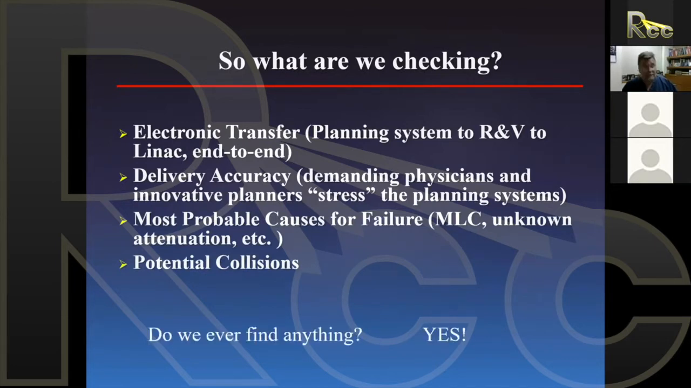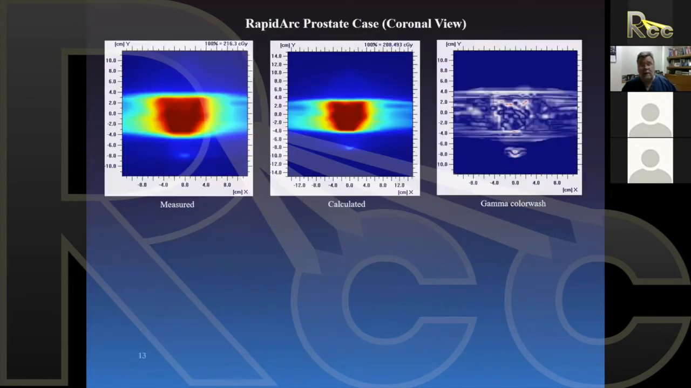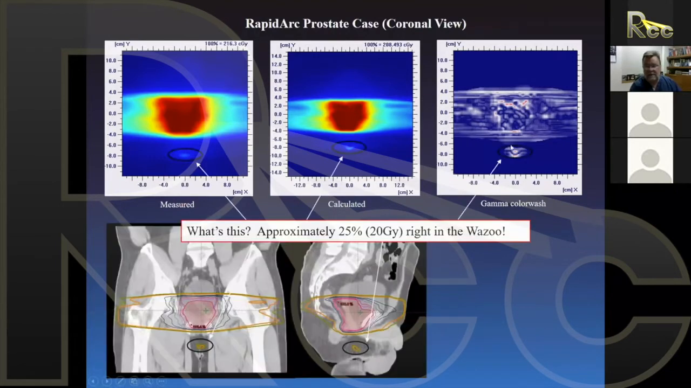The answer is yes. So here's a nice little example where we were looking at a VMAT or a rapid arc prostate case, and this is the coronal view measured here, calculated, and the dose overlay. What's this? This was approximately 25% out of the 80 gray delivered in a non-target region. And it was clearly evident on both. You can see it if you're looking for it. The problem is if we allow ourselves to just look at distilled values, okay, this passes or does not pass based on a specific number, we would miss this. In this case, we caught this, and it's basically due for VMAT.